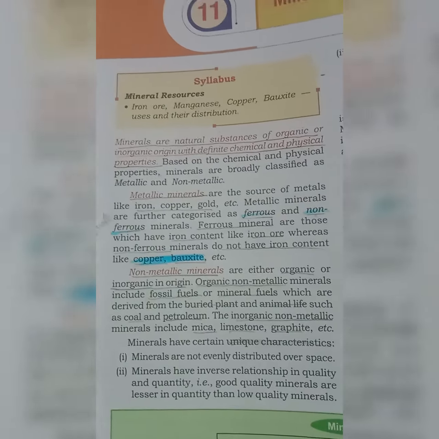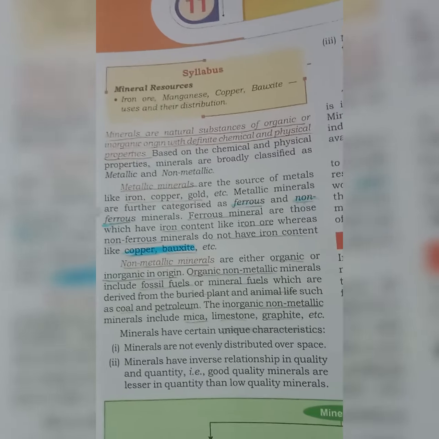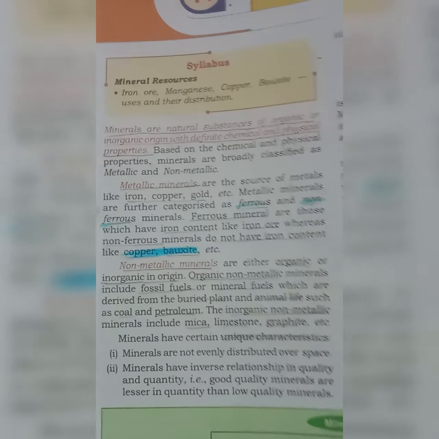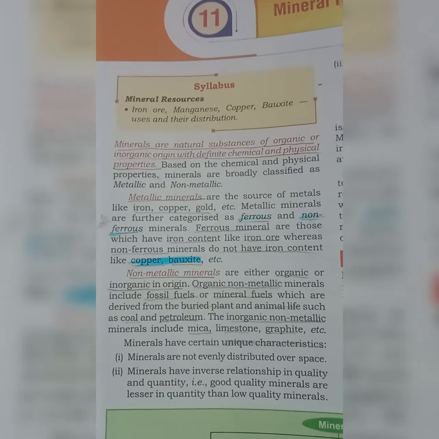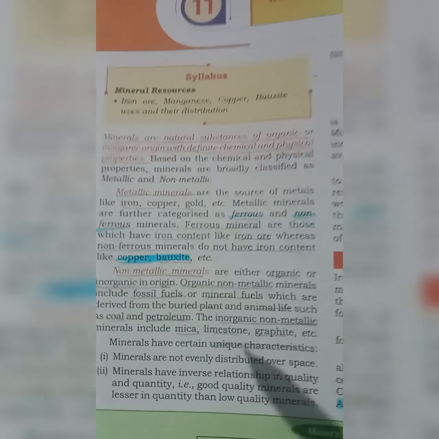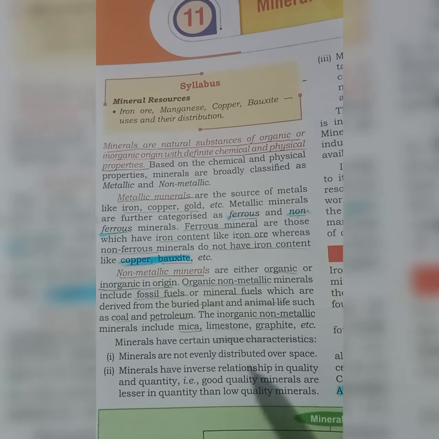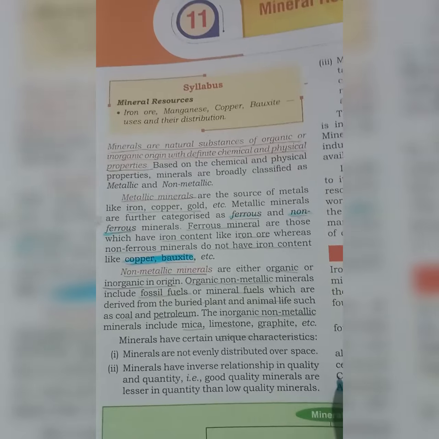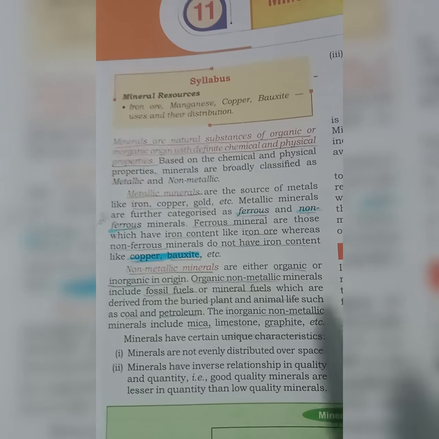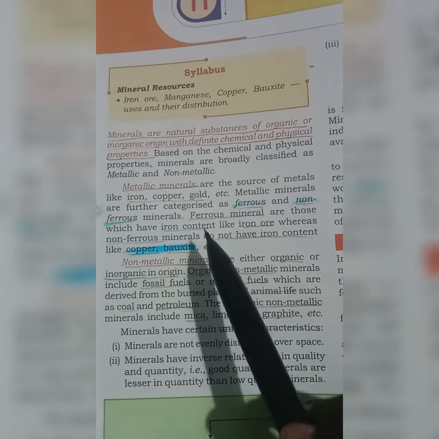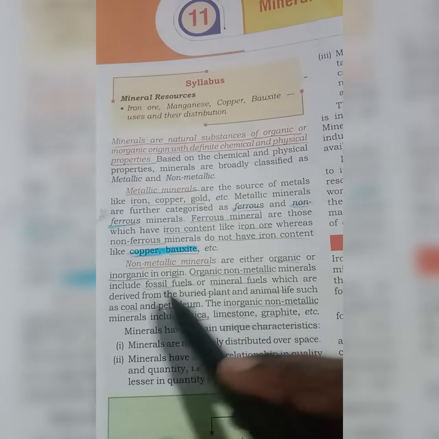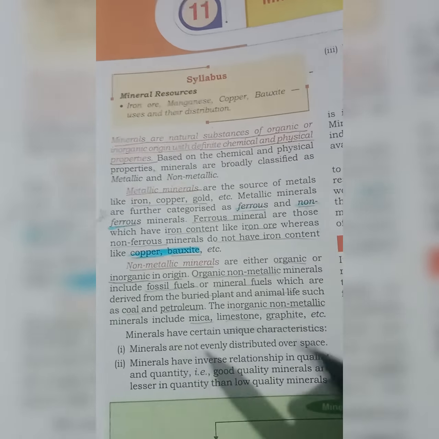Minerals are naturally found substances, organic or inorganic, but they have definite chemical and physical properties. They are further classified into metallic and non-metallic minerals. Metallic minerals are the sources of iron, copper, gold. These are further classified into ferrous and non-ferrous on the basis of iron content. Ferrous minerals have iron content, like iron ore, but non-ferrous minerals do not have iron content, like copper and bauxite.